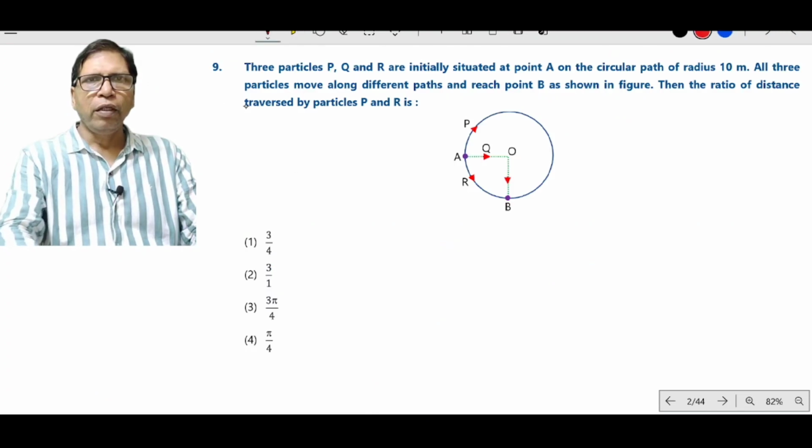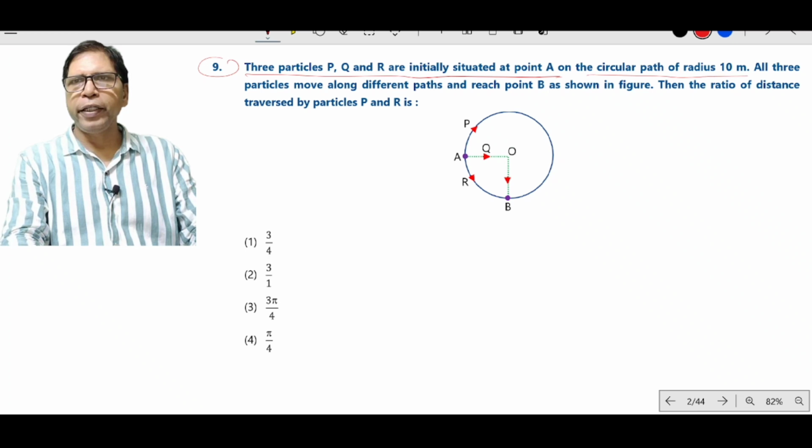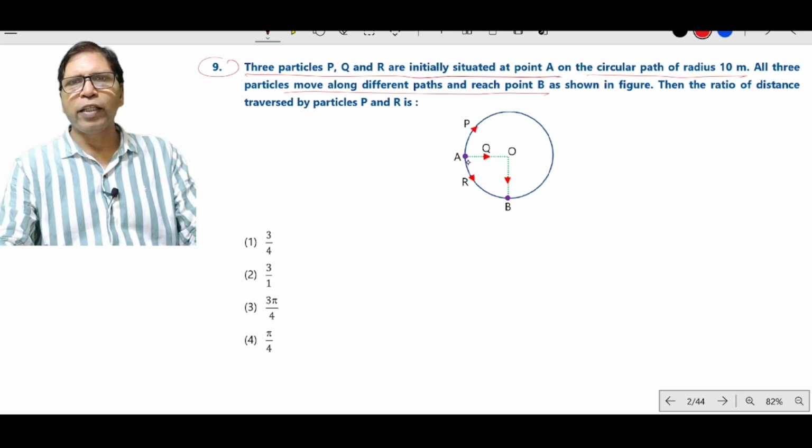Okay. Look at this. Question number 9. Three particles P, Q, R are initially situated at point A on the circular path of radius 10 meter. All three particles move along different paths and routes to reach the point B. One, R, starts from A to B along the shortest path. Another, Q, goes from O to A to B, and P takes the longest path. The ratio of the distance traveled by the particle P and R.